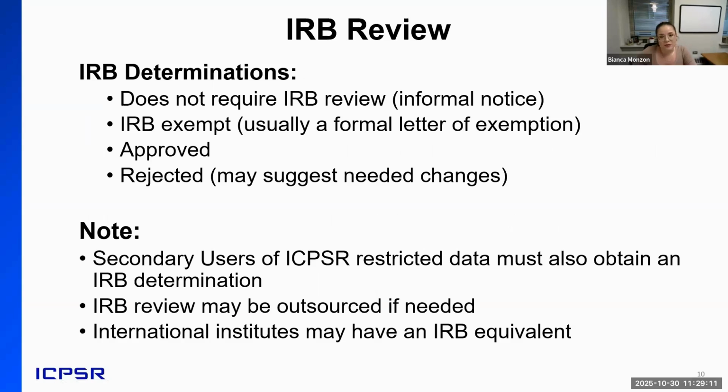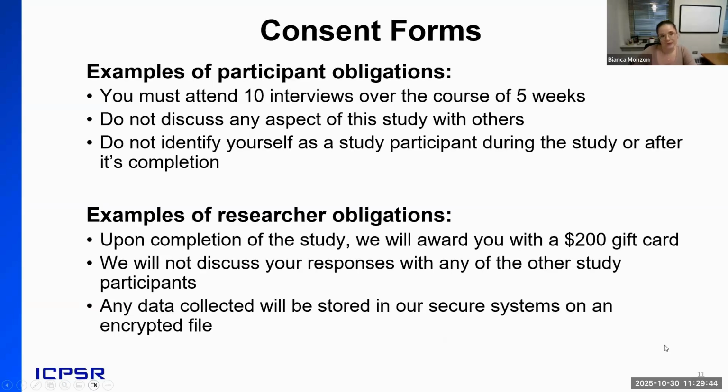If the IRB has determined that the research does not qualify as human subject research, or if the Common Rule indicates the research may be exempt from IRB approval, your IRB may provide an IRB exemption letter. Otherwise, the IRB will determine whether your study is rejected, and that may require you to incorporate some changes, or approve based off of the criteria previously mentioned. IRB review is also required of ICPSR secondary data users, so when applying for data access, they go through much of the same process.